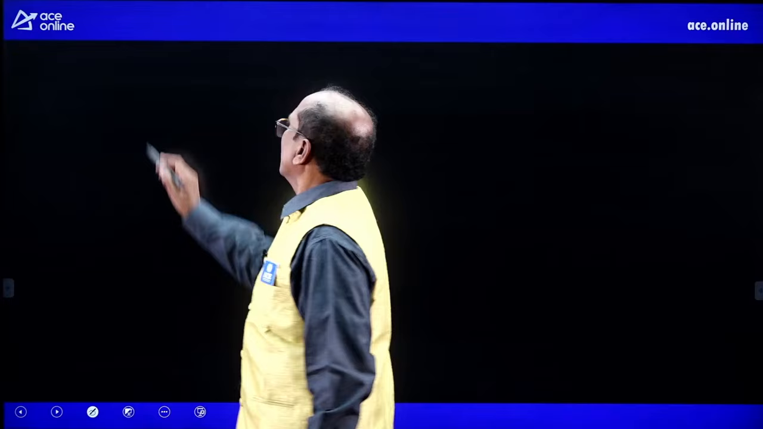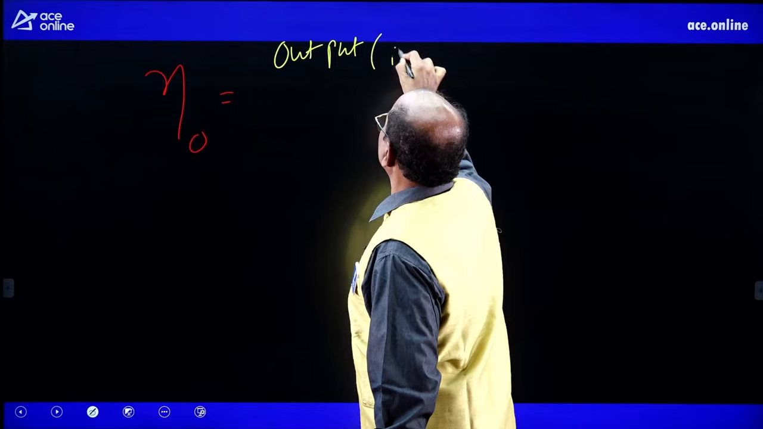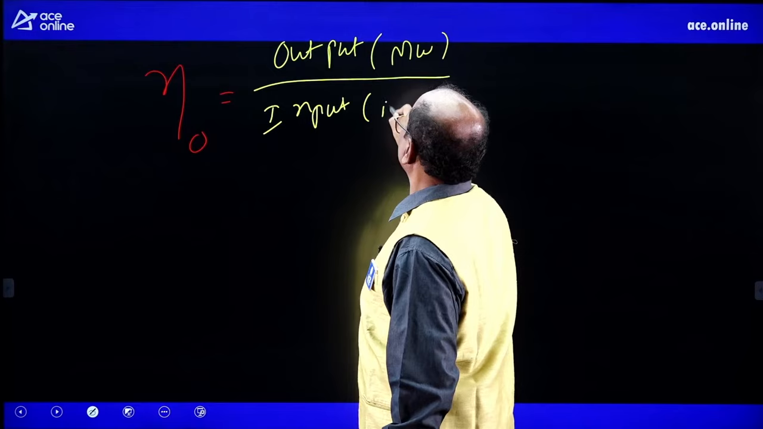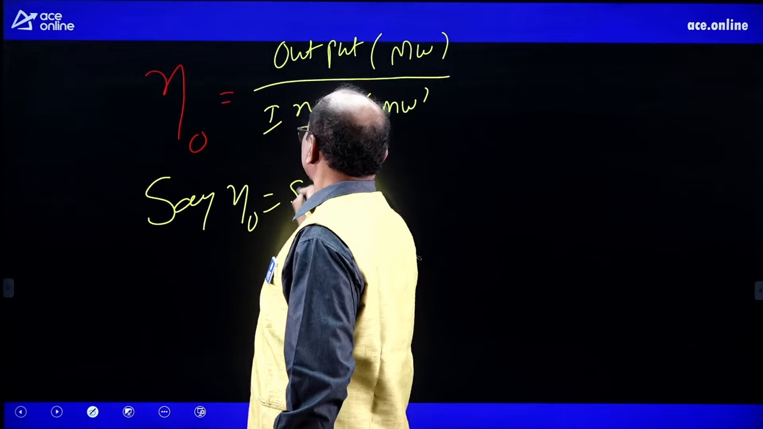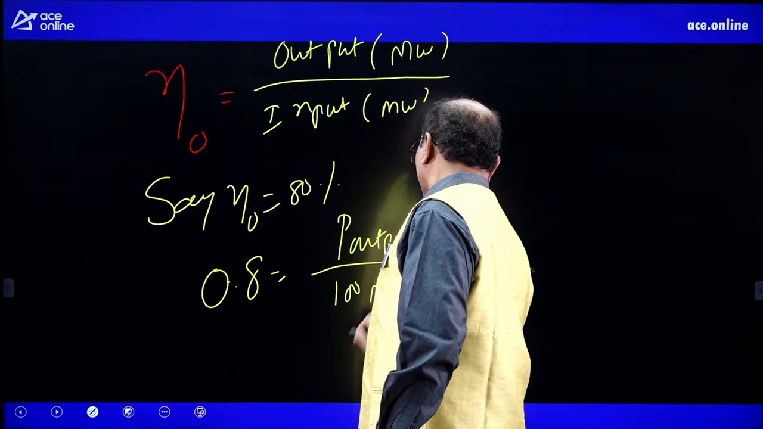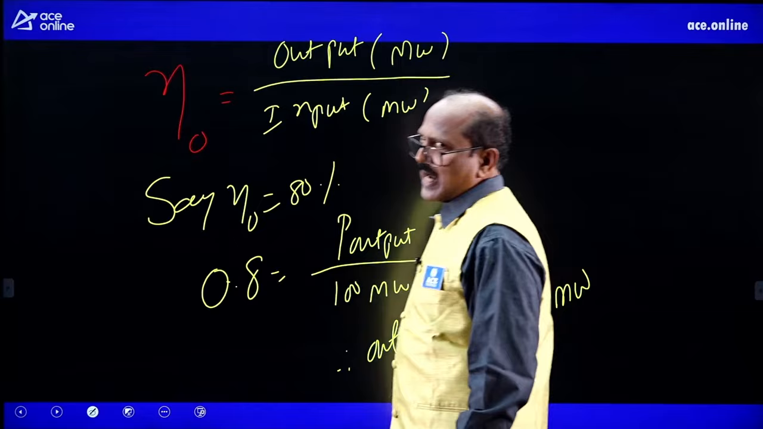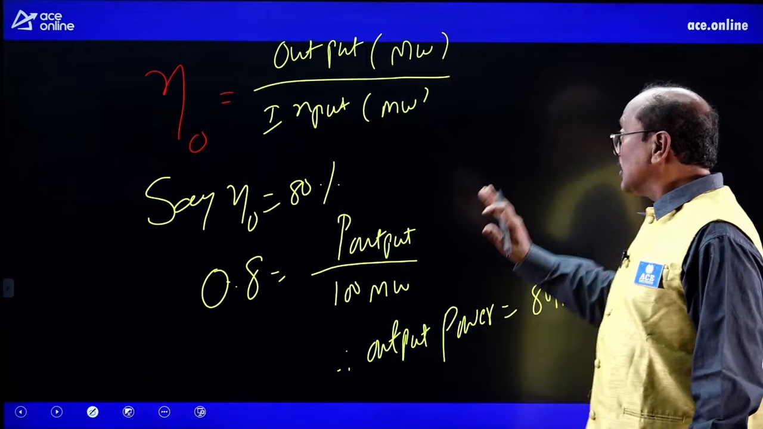Then overall efficiency is equal to output power, unknown, in megawatt, divided by input power, we have discussed 100 megawatt. Suppose overall efficiency is given as 80%, 0.8 is equal to output power divided by input power 100 megawatt. Therefore, output power is equal to 80 megawatt. You have invested 100 megawatt input and output is 80 megawatt. This type of question is possible.